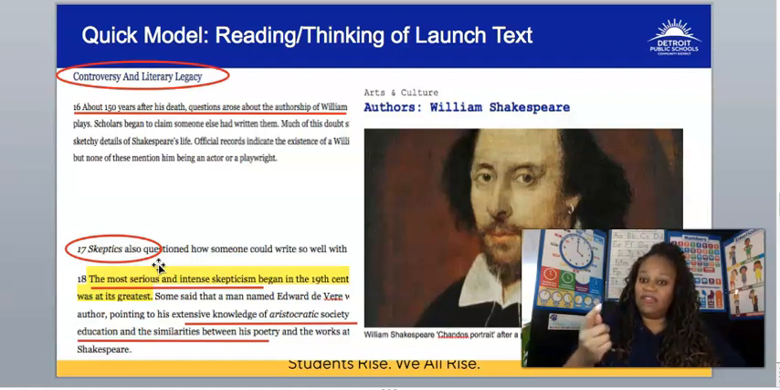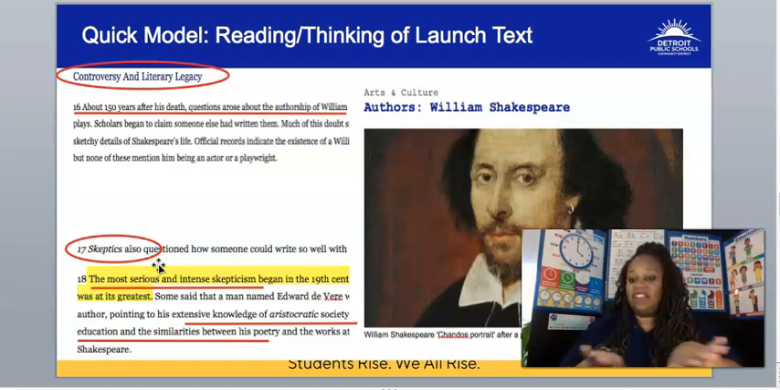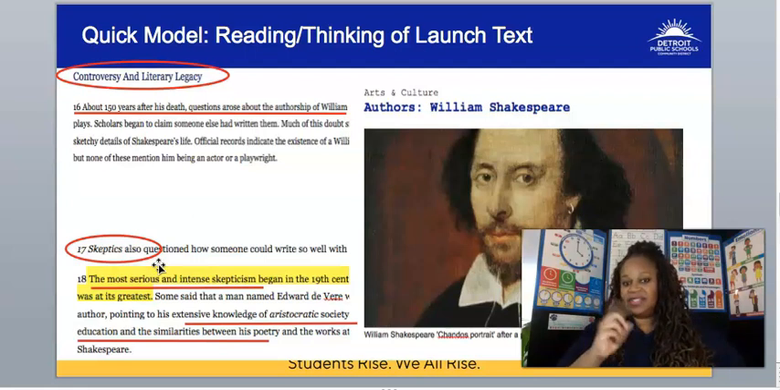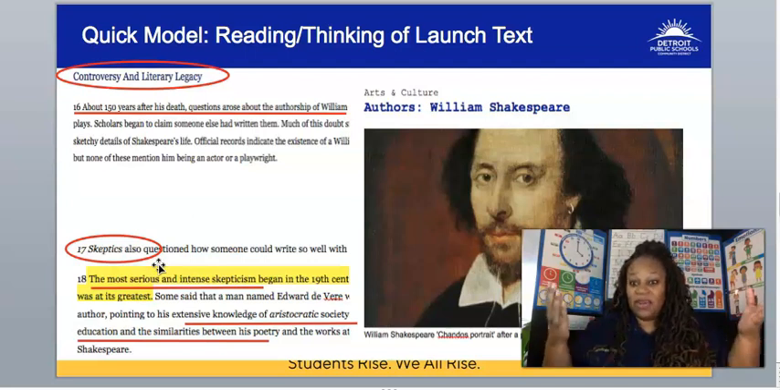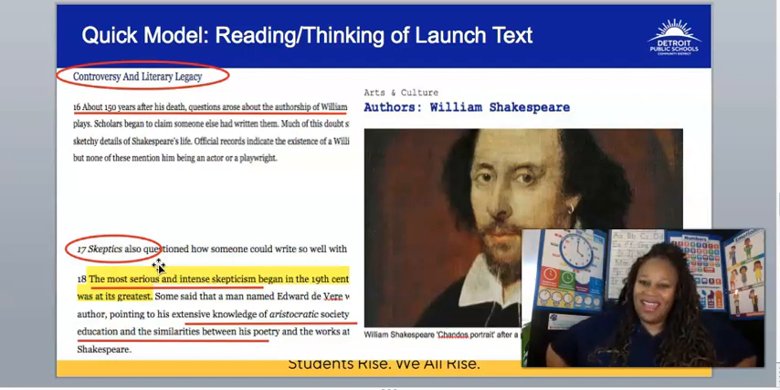You should make an inference based on what the author did share with us and what was left out. There are also a couple other clues I've underlined. The most serious and intense skepticism began in the 19th century when Shakespeare's popularity was at its greatest. Make your haters your congratulators. Let's determine why Shakespeare came under so much fire right at the height of his popularity.